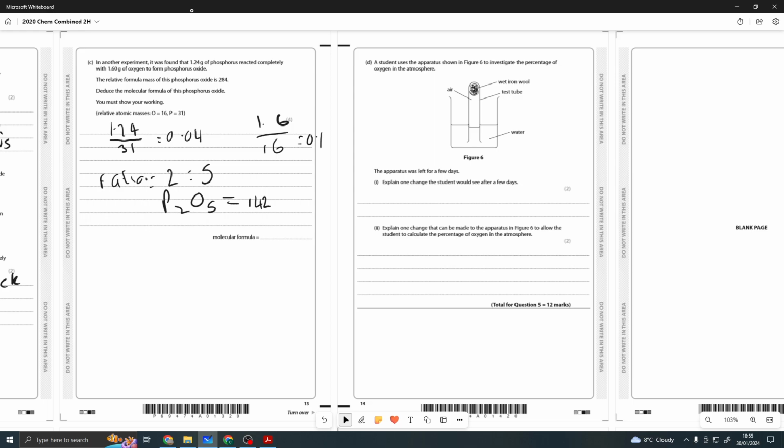Okay, now what relationship does 142 have to this mass of the oxide? Well, it's half of it, isn't it? So therefore, your molecular formula here is actually P4O10. Okay, now please note, you get 1 mark for this, 1 mark for this, 1 mark for working this out, and 1 mark for working this out. Now you aren't allowed error carried forward from errors with ratios, so it's always worth having a go.